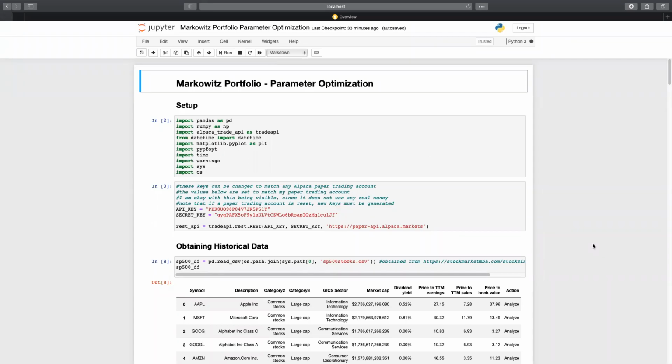Hello. In this video, I will be outlining my code for a Markowitz portfolio implemented in Python using a brokerage called Alpaca. And I'll also be doing a little demo of how this thing works.